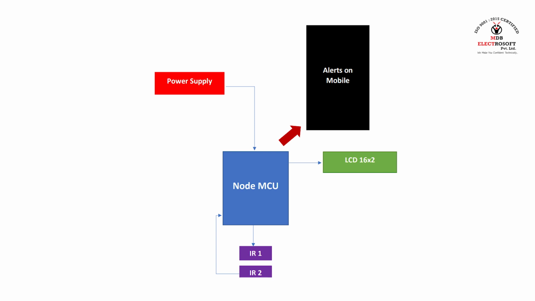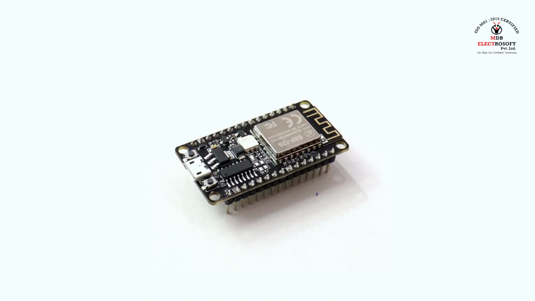Let's move on towards the block diagram. As can be seen in the block diagram, we are using NodeMCU as our main controller board. NodeMCUs come in two varieties. First is 8266 and second is 32S. Based on the requirement, we can use any one of those. In this project, we would be using the 32S because we need multiple analog pins.